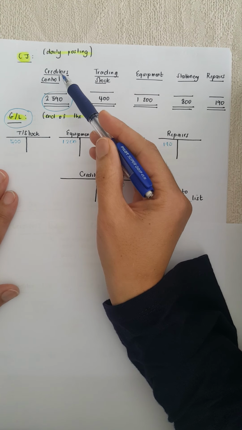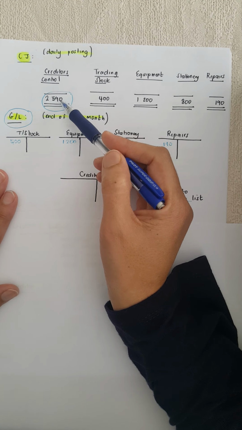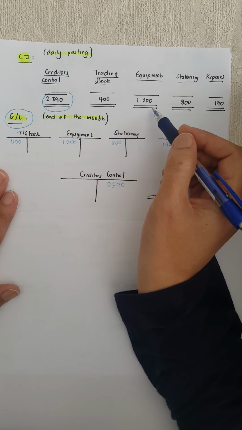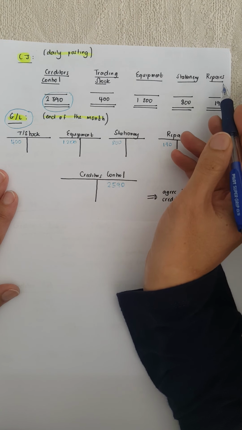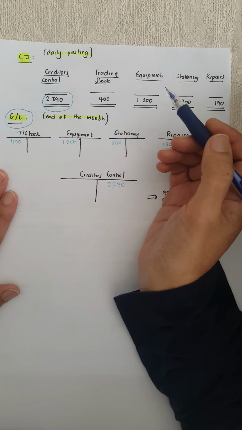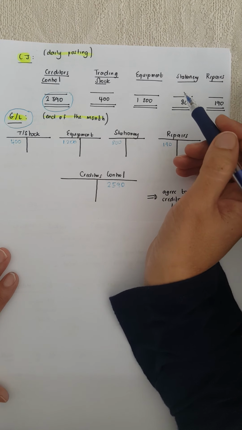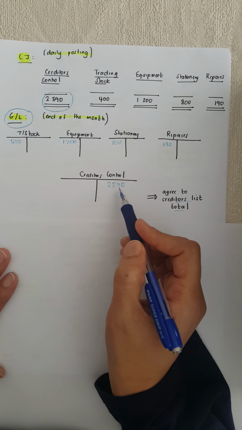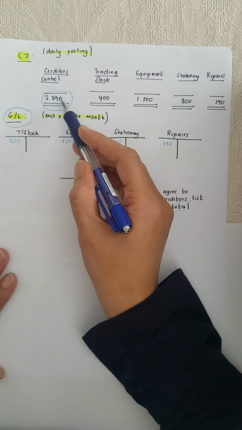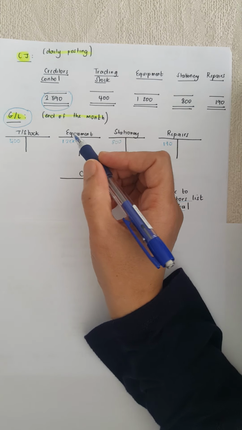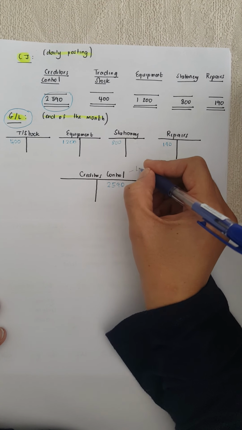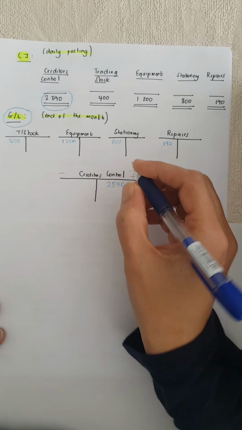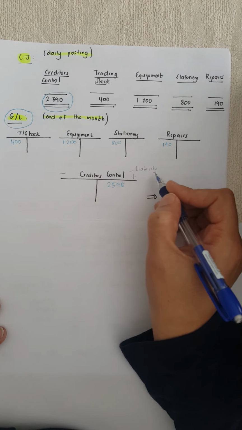I've just brought it from the textbook down. My creditors control amount is saying 2590. Then I've got trading stock for 400, equipment as 1200, stationery 800 and repairs as 190. So if you remember, we're going to say what are we debiting and what are we crediting. Our creditors control got credited with the amount of 2590, which is actually a liability, right? So it increases on the credit side.